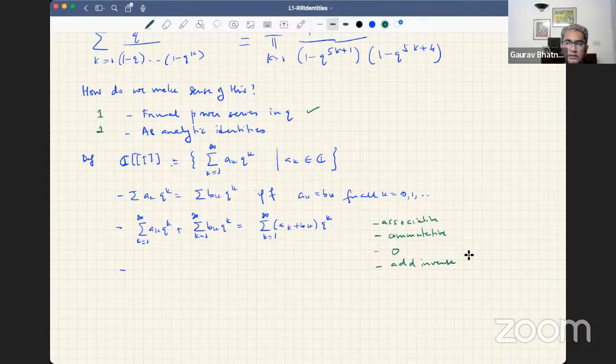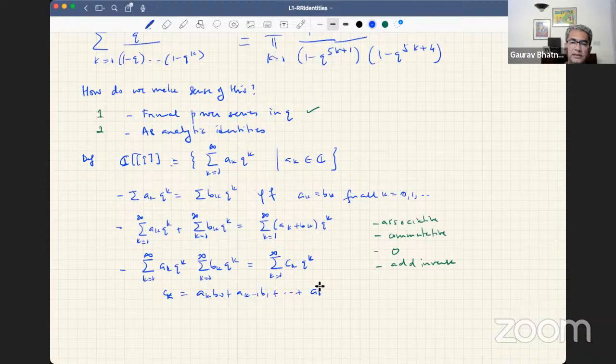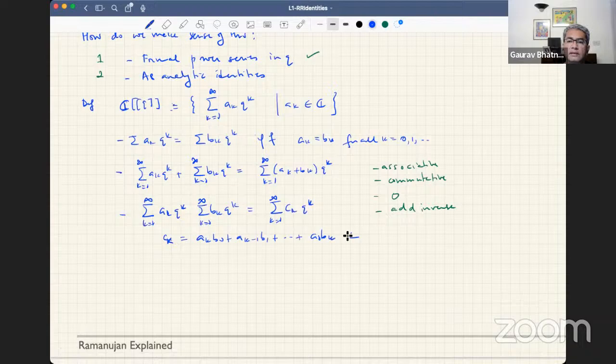You can multiply two of them. So let's see how you can multiply. a_k q^k times b_k q^k is defined to be c_k q^k, going from 0 to infinity. And what is c_k? c_k is a_k b_0 plus a_(k-1) b_1 plus so on up to a_0 b_k. So this is the familiar Cauchy product. And again, we have associative laws and commutative. There's a unity, so here there is a 1. And there's some kind of a ring structure.